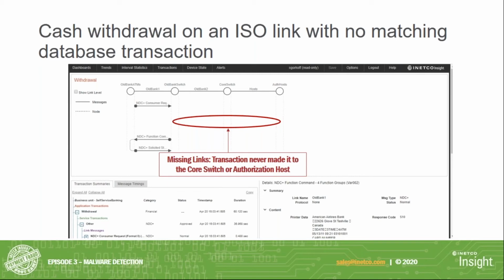With INETCO's configurable risk scoring and rules-based alerts, organizations can immediately pick up and block switch malware attacks at the firewall or at the application layer before experiencing major financial loss, customer dissatisfaction, and reputational harm.